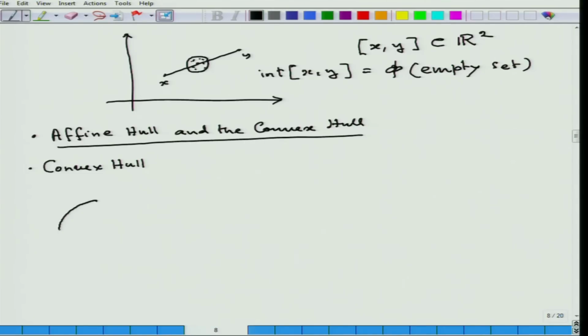You take any set, a non-convex one. The convex hull is the smallest convex set which contains this set C. Now, this is my set C.